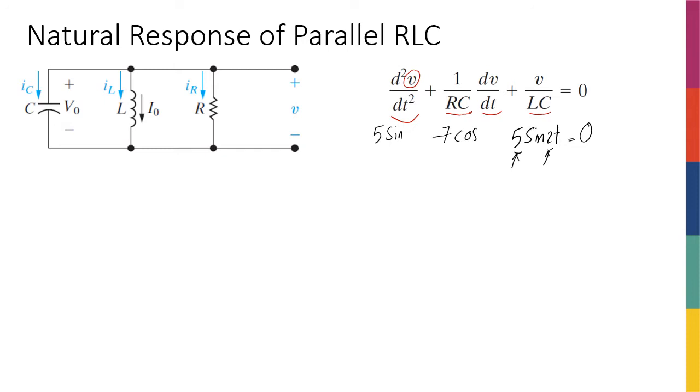But then if I want this to actually work for all time, because sine and cosine are not of the same nature, they're not the same function, I cannot actually make that happen. If all these three terms were sine, then I could just set the coefficients in a way that it doesn't matter what the time is.